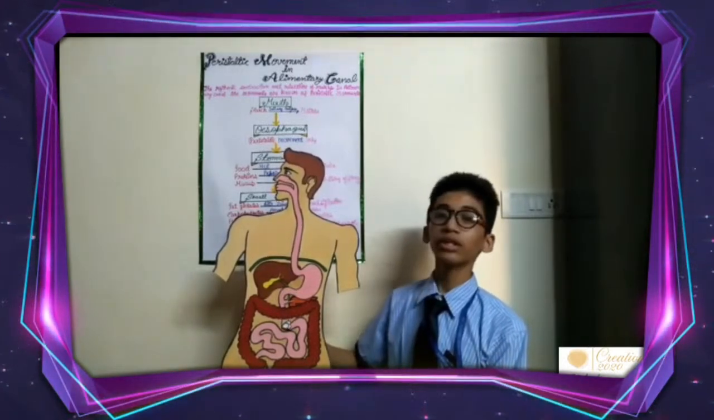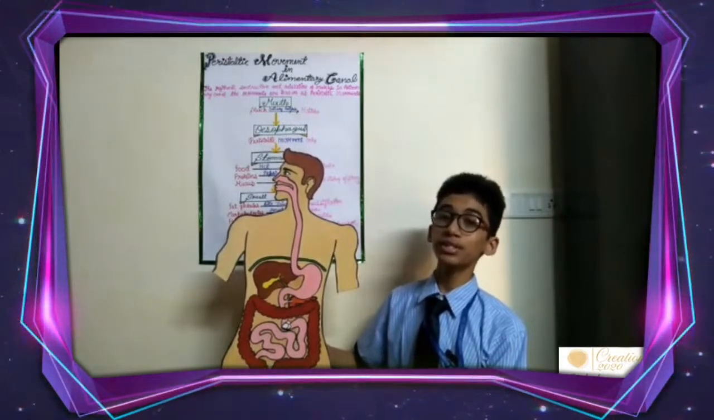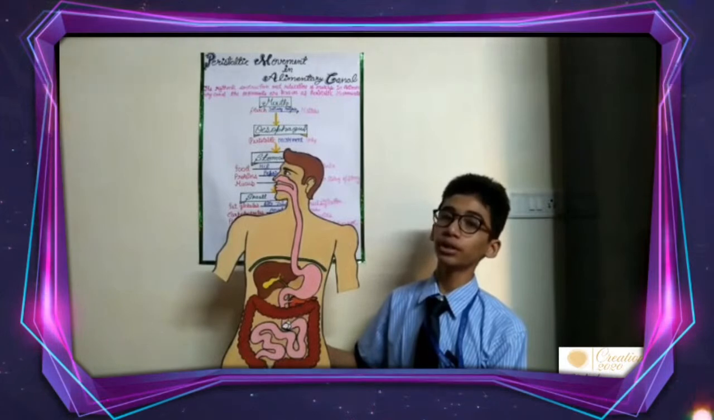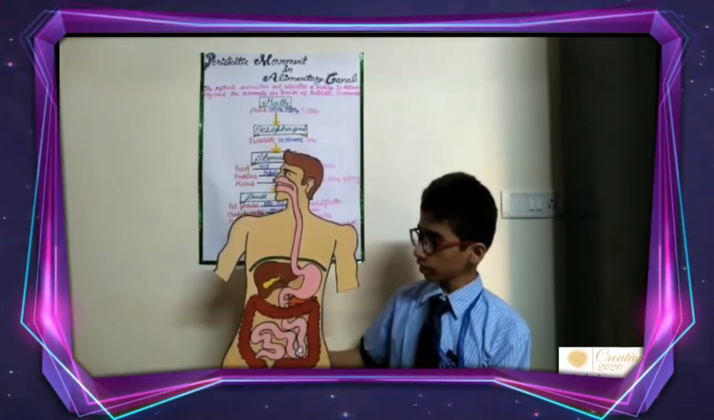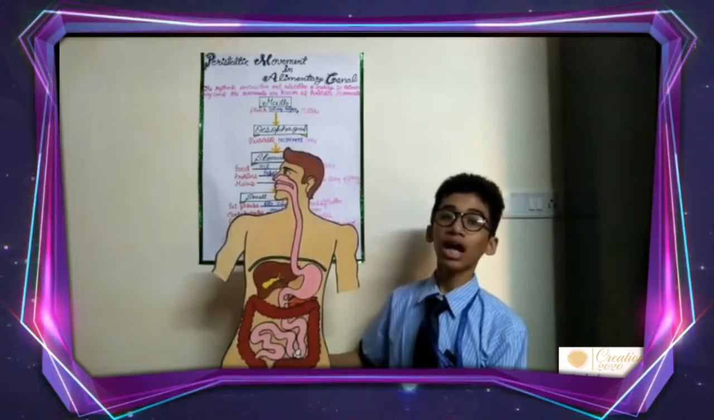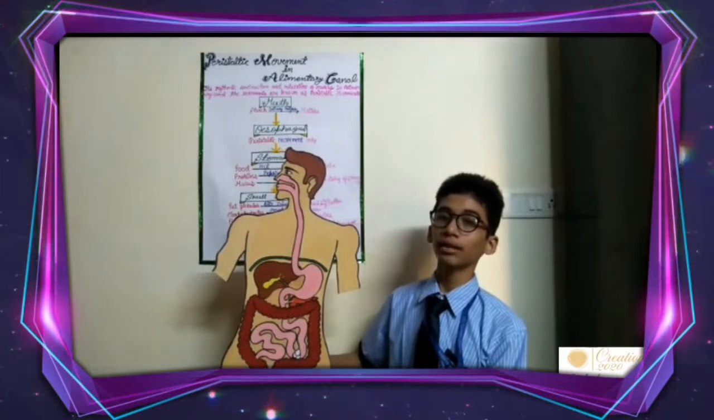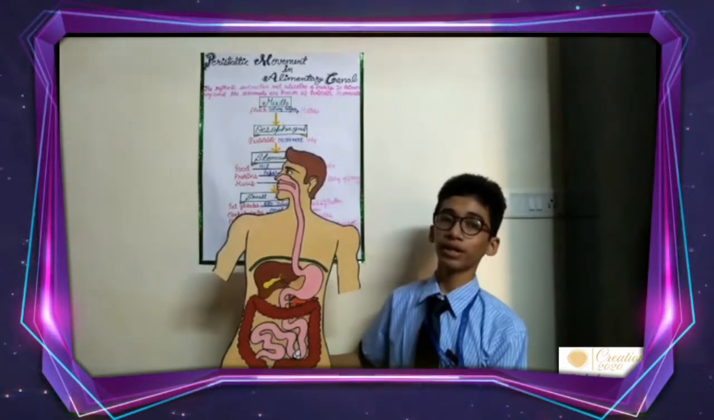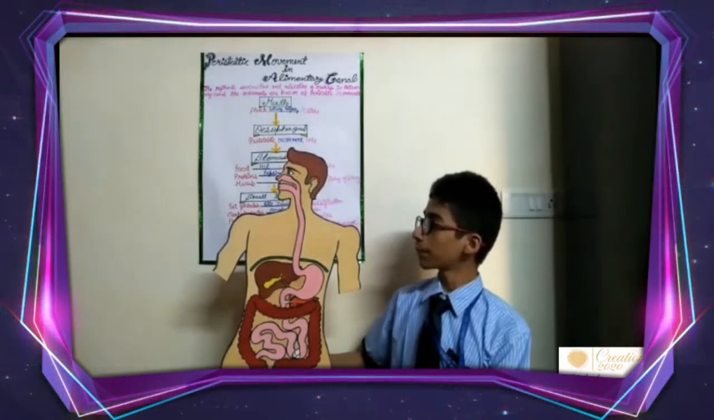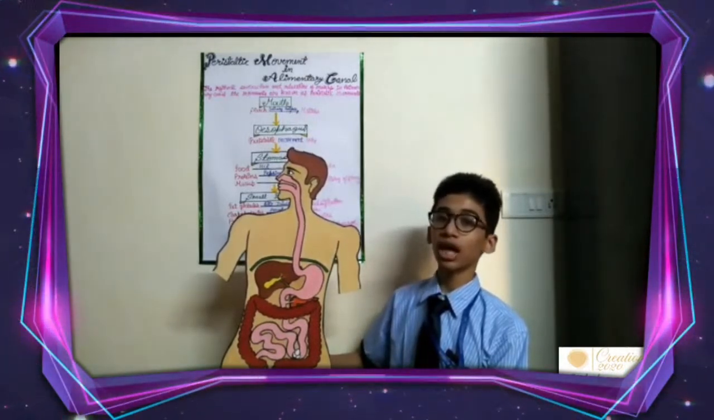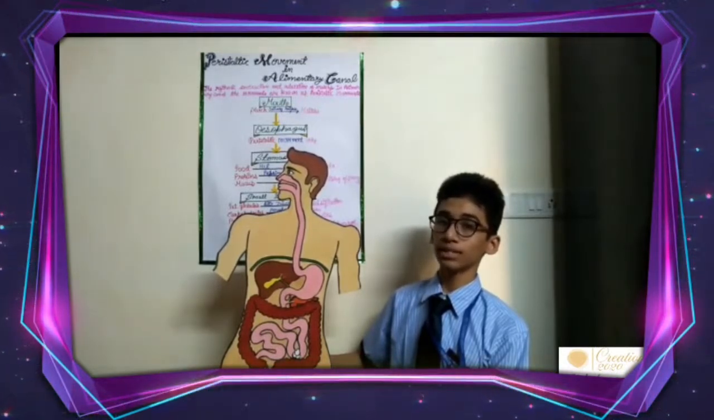In the small intestine, small finger-like projections called villi are present, which increase the surface area of absorption. The small intestine also receives bile juice from the liver, which breaks down large fat globules into smaller globules by the process of emulsification. Then the pancreas releases pancreatic juice, which contains trypsin, lipase and amylase. Amylase converts carbohydrate into glucose, and trypsin converts protein into amino acids.